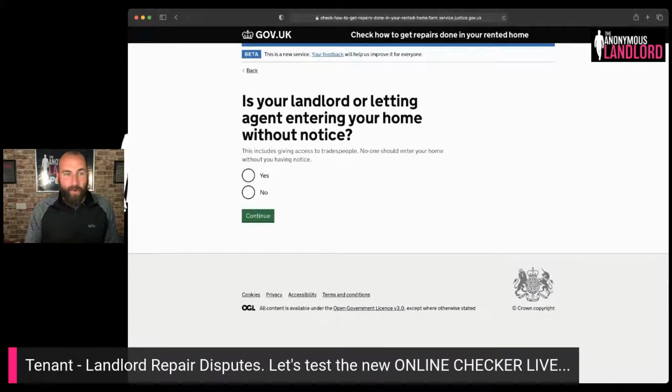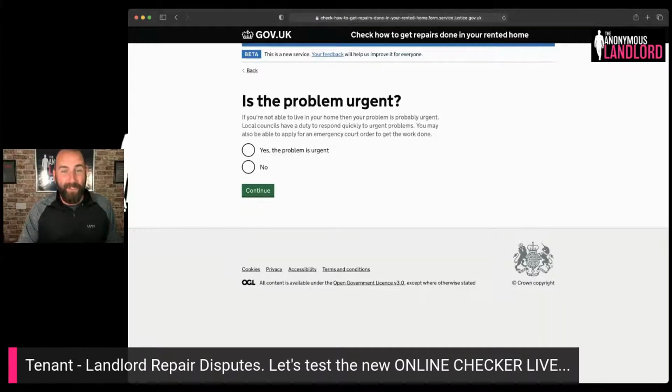Is your landlord or letting agent entering your home without notice? All right, let's go no. Most landlords don't, but some do. I know of some that do over the time. Is the problem urgent? Yes.